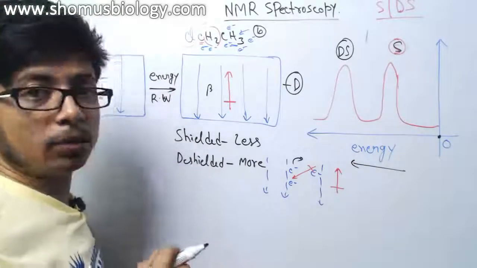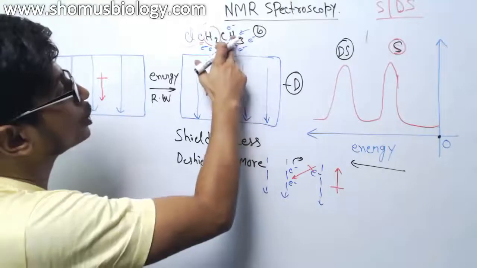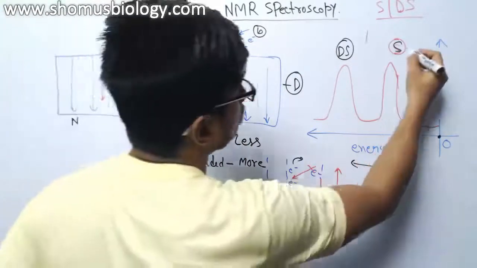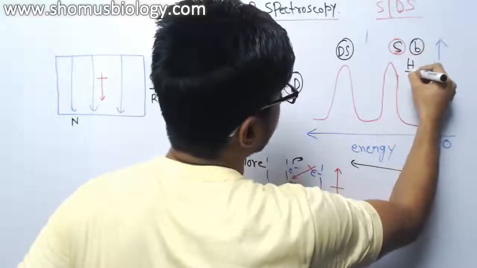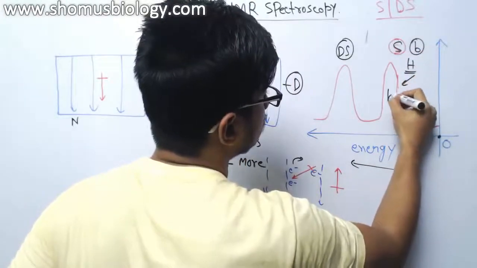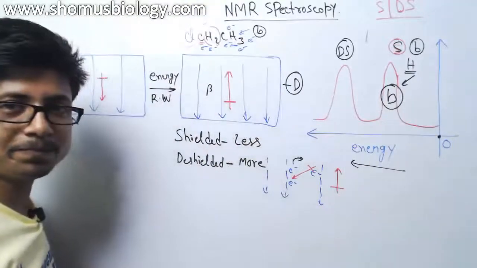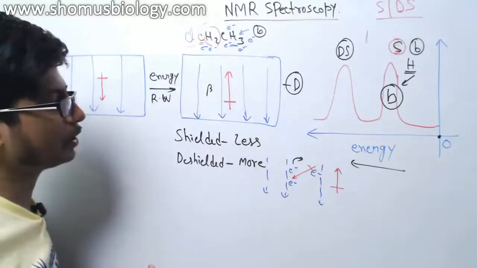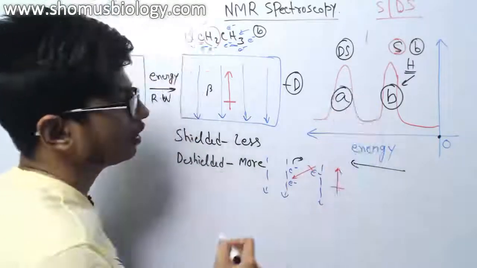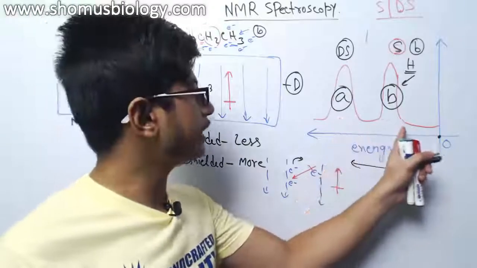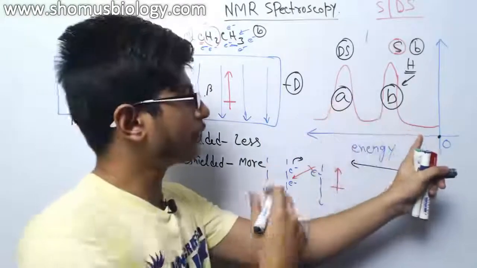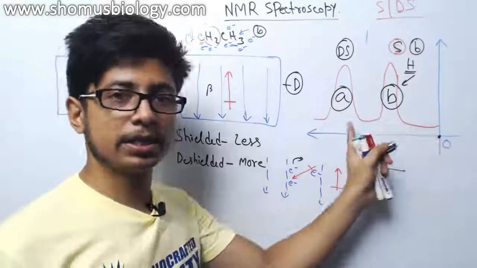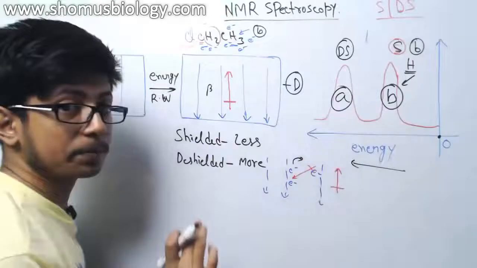So what we will find is that the energy required for shifting this B hydrogen is less. So the B hydrogen will be represented by the first peak. So this will be the peak for B. For this A hydrogen, there will be more energy required. So A will be present at a distance from the y-axis here. So this is going to tell us about where exactly B and A are present.